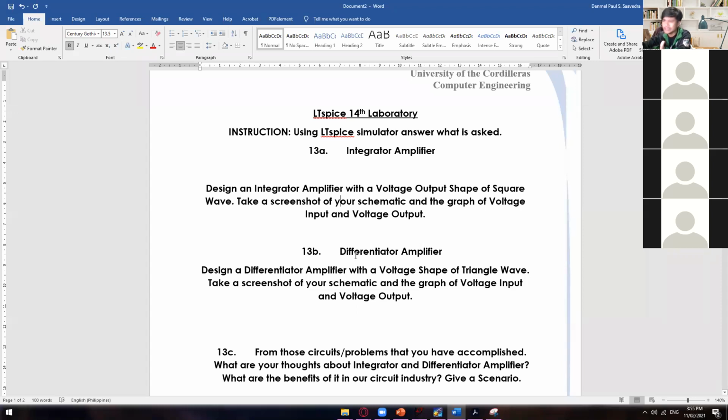And then same with the differentiator amplifier. They are basically the same concept. It's just a different arrangement of components. In here, I'm asking you guys to come up with a circuit wherein we have an output of triangular wave, or triangle wave.